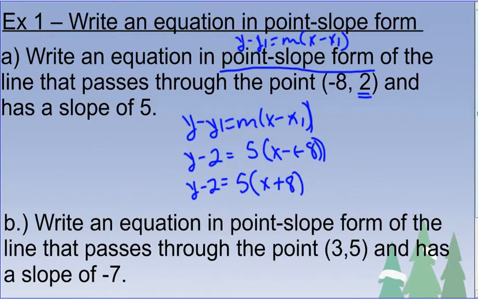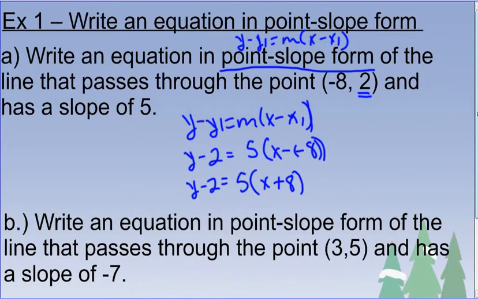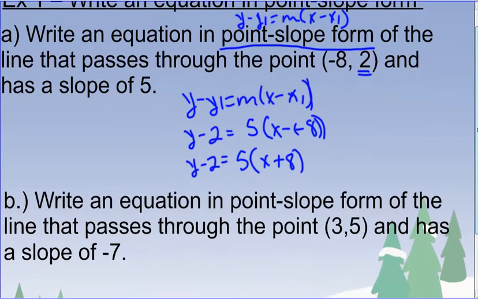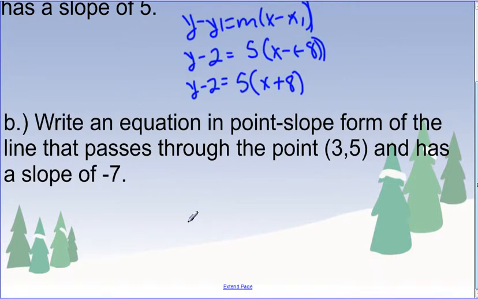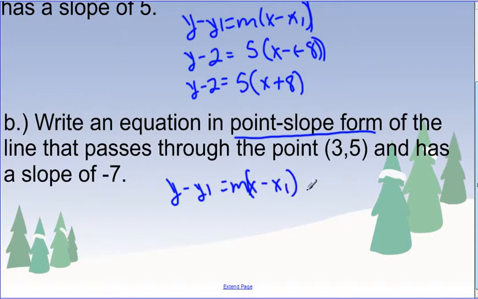And it still might actually be less work than what we were doing in that last problem. Okay, letter B. Write an equation of the line in point slope form. So point slope form: y minus y1 equals m times x minus x1. Write the equation in that form of the line that passes through that point with the slope of negative 7. Okay, so slope is negative 7.